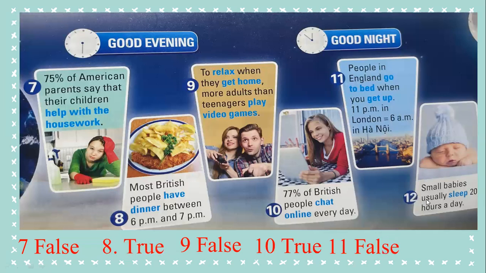And the last one, small babies usually sleep 12 hours a day. Now, how many hours a day do small babies usually sleep? Okay, about 12 or 14 hours a day. So this sentence is false. Okay, thank you for your answer. Now, we continue exercise 3.